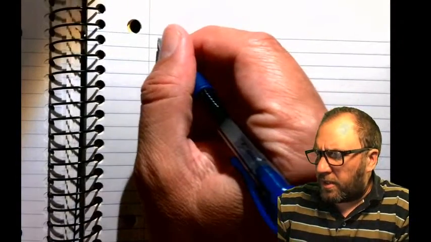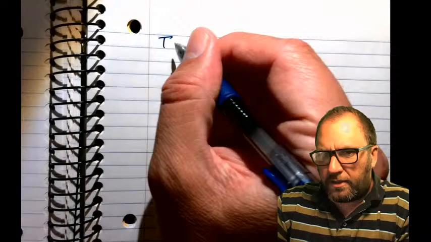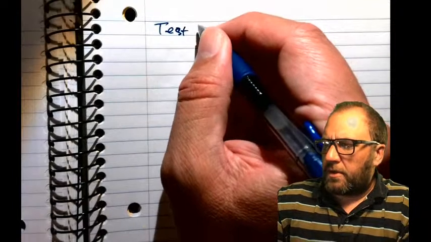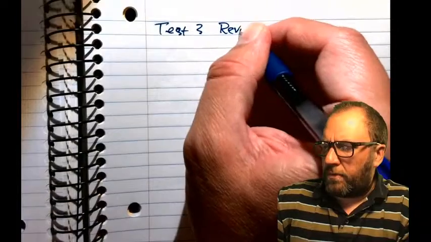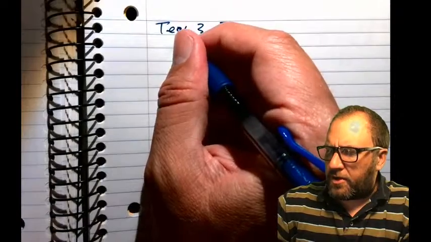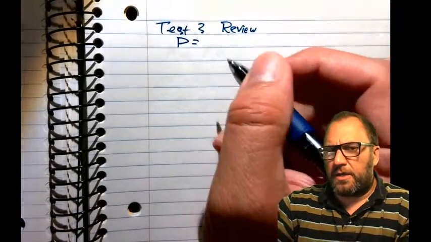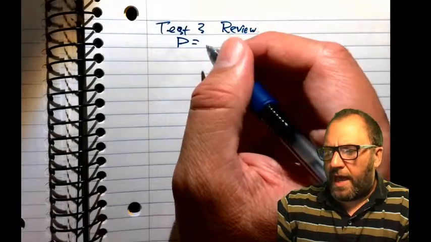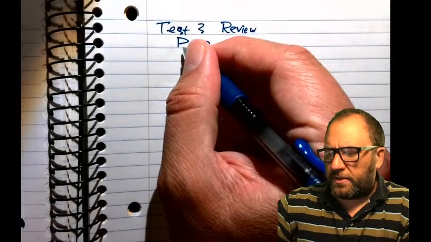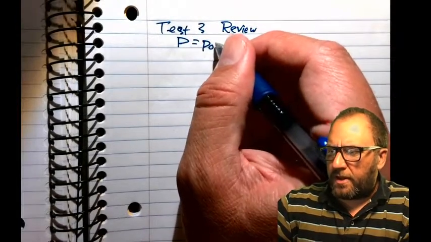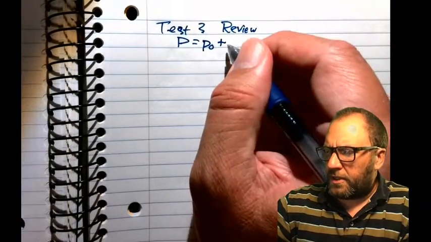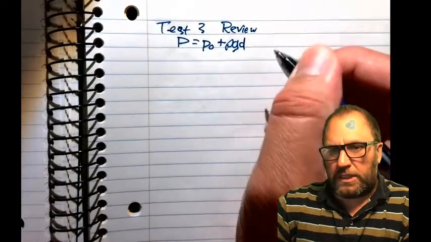Alright, so let's start off with, let's say this is test 3 review. Alright. So what are we going to need to know? We're going to need to know about pressure. Okay? So if we have our pressure and we have our initial pressure, so this is a pressure at, say, some depth, then we can describe this pressure as P0, our initial pressure, plus rho times g times d.